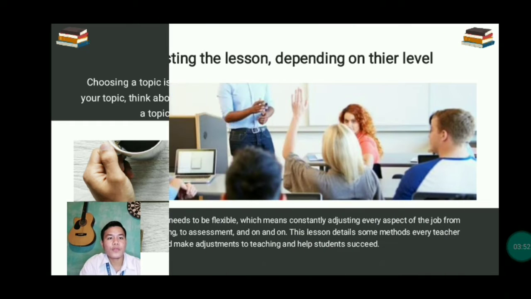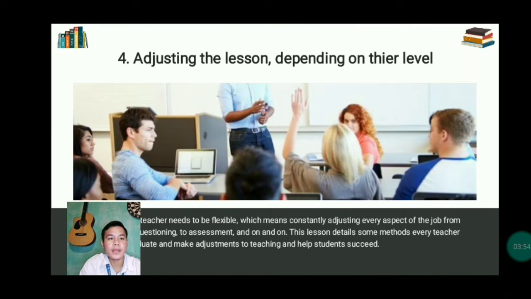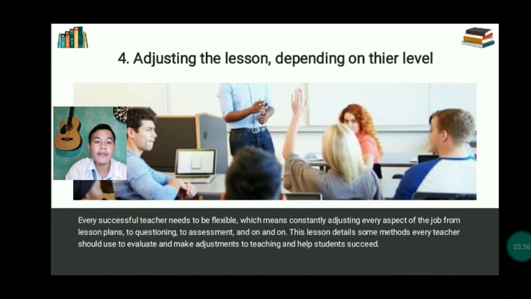And also, the fourth one is adjusting the lesson plan depending on their needs. Every successful teacher needs to be flexible, constantly adjusting every aspect of the job, from lesson plan to questioning to assessment and on and on. This lesson details some methods every teacher should use to evaluate, make adjustments to teaching, and help students to succeed. That's right, you have to be adjustable and flexible as a teacher.